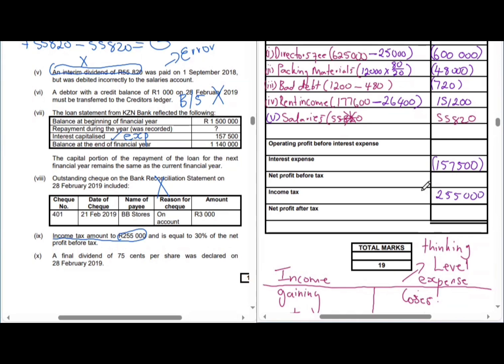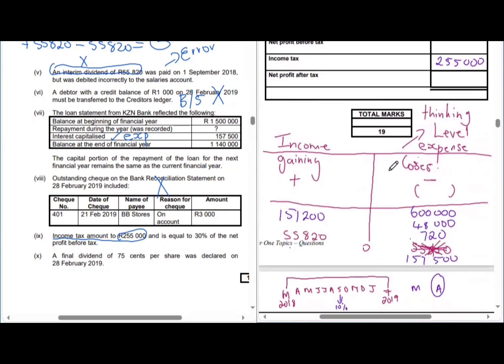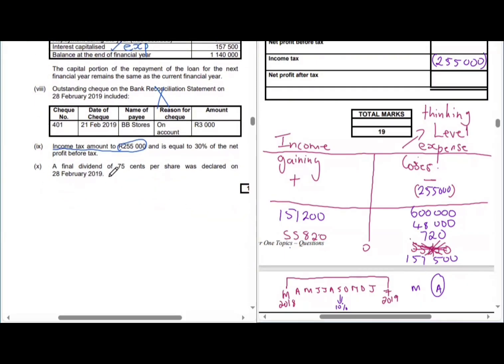And then guys, in thinking level, income tax, it's an expense to us. It has to be paid to SARS. So we are not gaining the money, but we have to lose the money. So we are going to lose 255,000. So it needs to be shown in brackets. And then guys, in last transaction, a final dividend of 75 cents per share was declared on 28 February 2019. Under income statement, we don't do dividends. So this one will go to balance sheet. That's it.